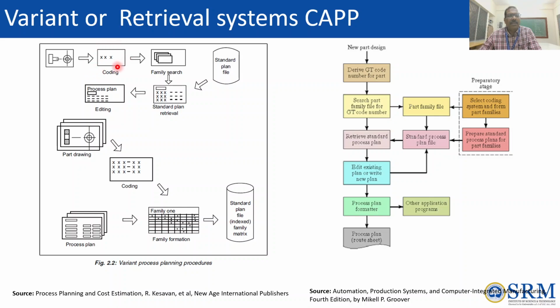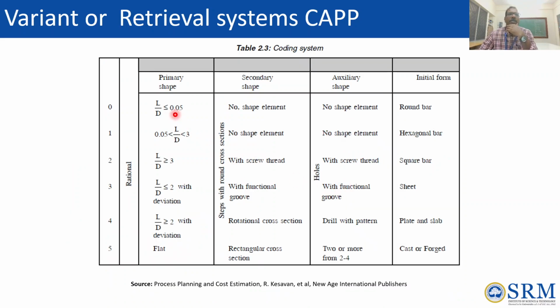So, the pictorial view: there is a new drawing or geometrical view coming. We are giving some code. That code will be searched in the family, meaning the database will be searched to see if a standard process plan is there. From the search, we are able to retrieve a standard process plan. According to our need, we need to do some editing. Once we are done with the editing, it's over. Similarly, if nothing is there, then we need to do the coding, prepare the plan, put it under some part family, and then the standard plan needs to be stored in the database. So two processes are possible in retrieval type computer process planning.